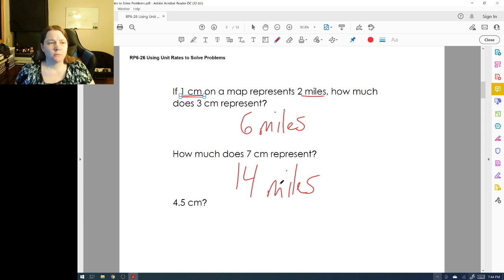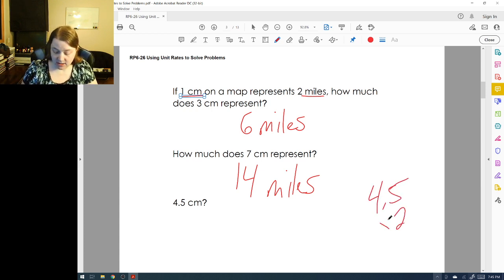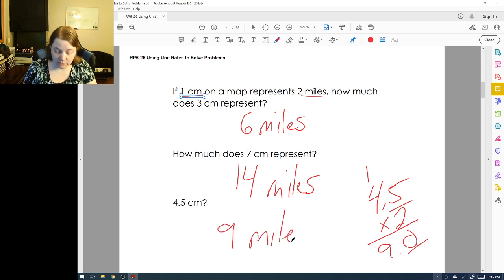And what about 4.5 centimeters? Well, if 1 centimeter represents 2 miles, I'm going to multiply 2 miles times 4.5. 4.5 times 2. 2 times 5 is 10. 2 times 4 plus 1 is 9. One number after the decimal means that's 9 miles.